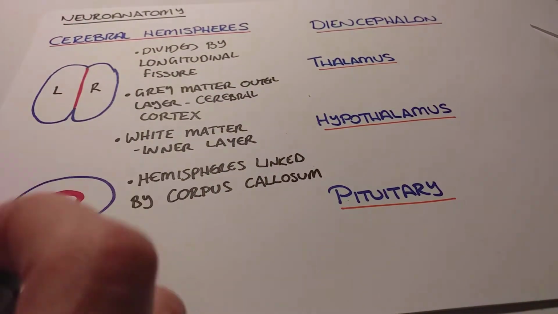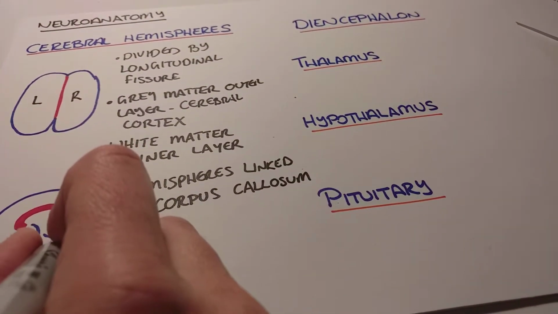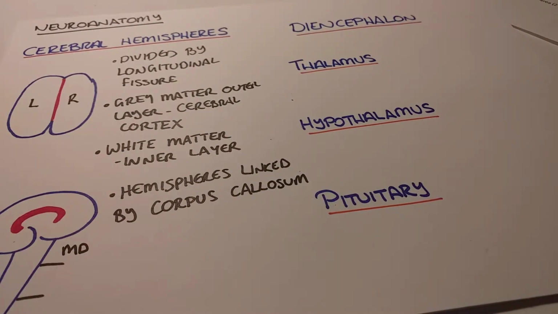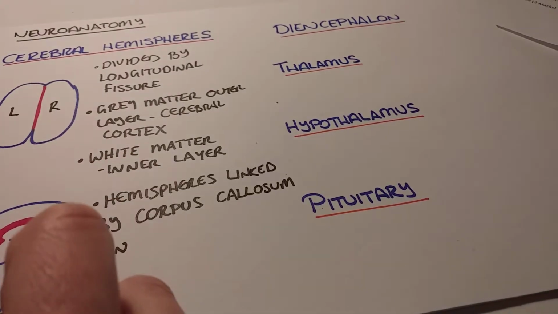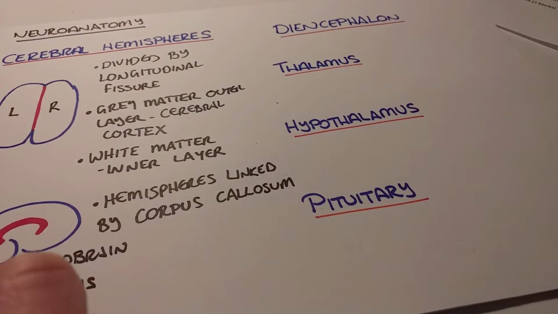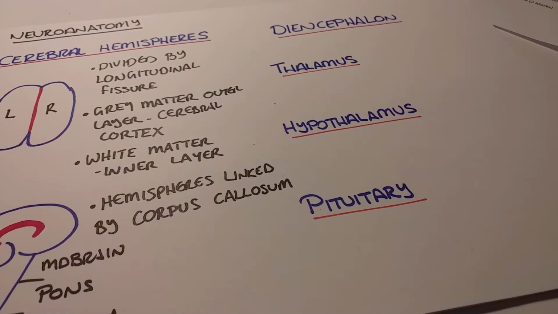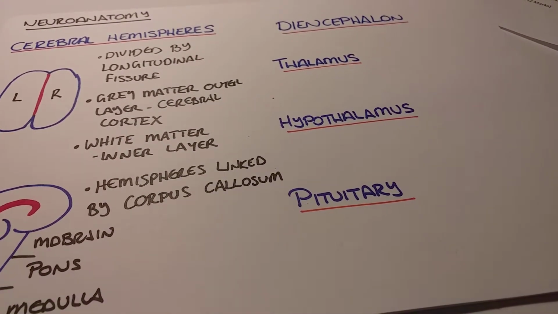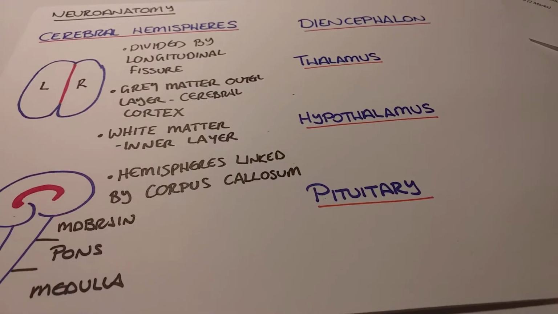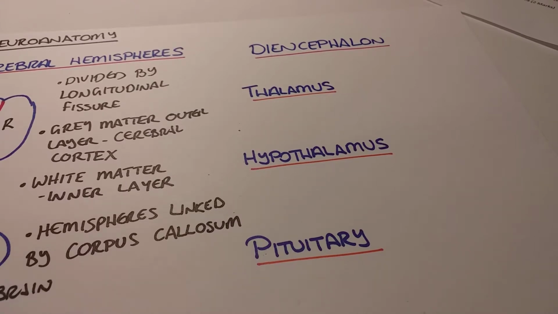Okay, and then we said before the brain stem is divided into three parts, which we know as, oh no, I've spelled that wrong already, the midbrain, the pons, and the medulla. Medulla oblongata. It's a great word, I think. Okay, so that's that. Very simple brain anatomy.